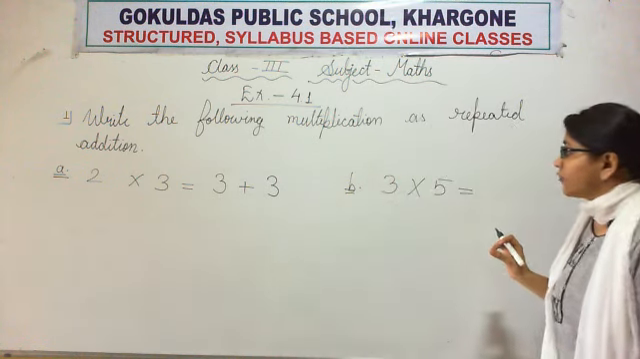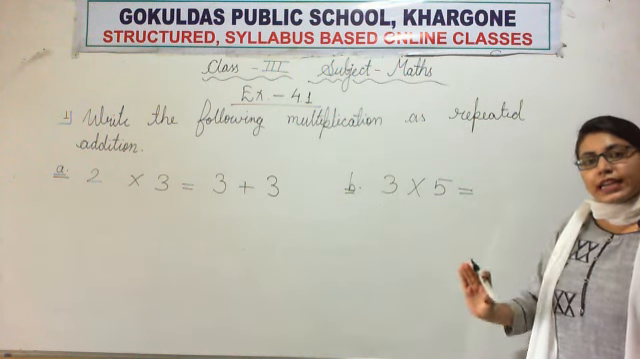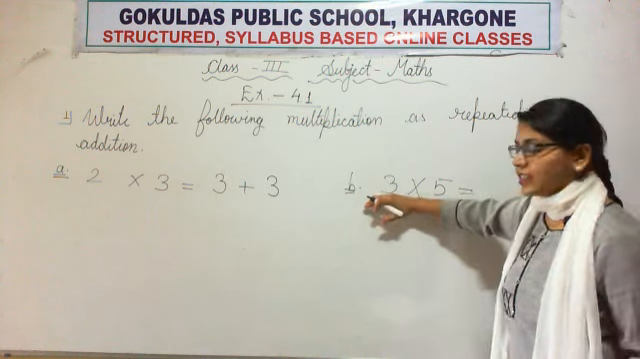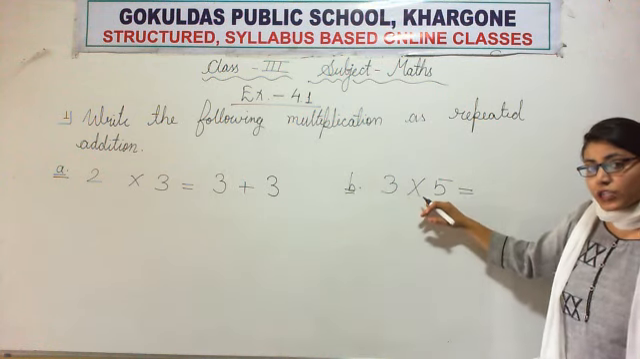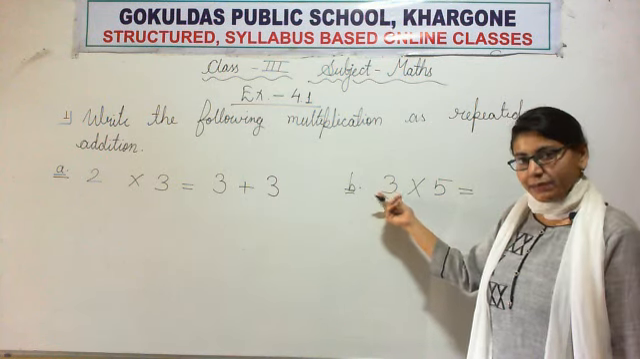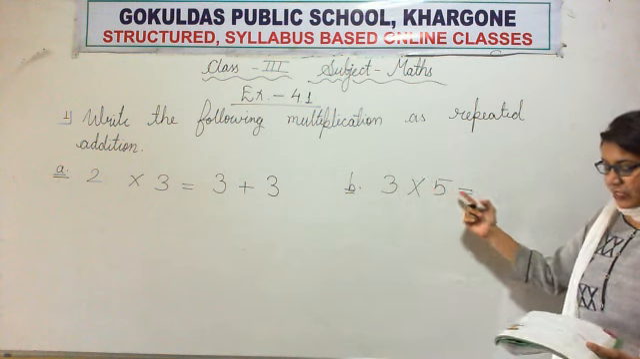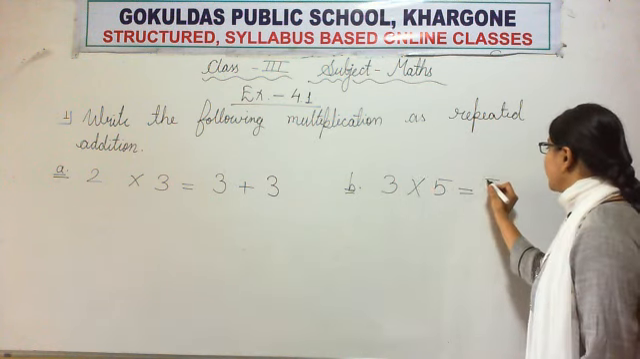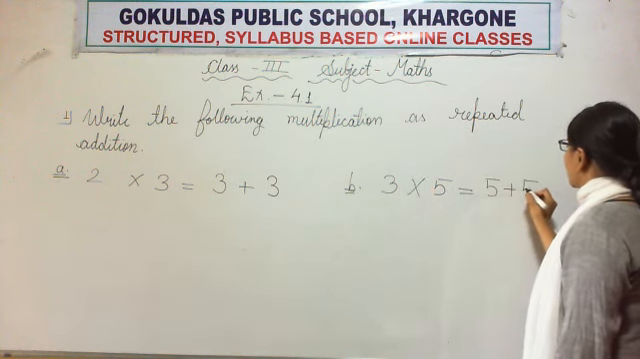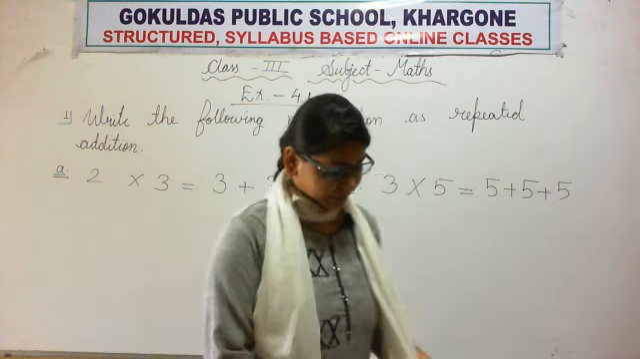3 into 5 means 3 times 5. This is times and this is number in each group. We had learned yesterday in the last lecture, this is times and this is number in each group. So 3 times 5: 1, 2 and 3.